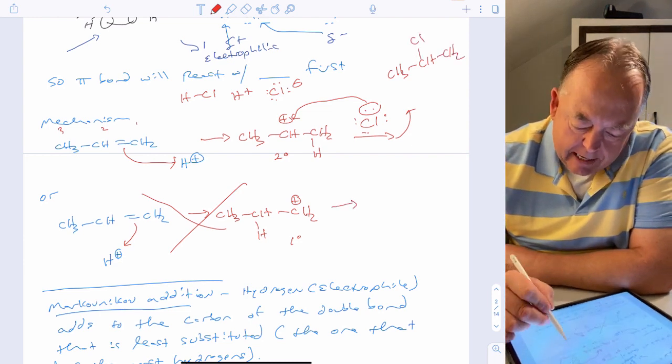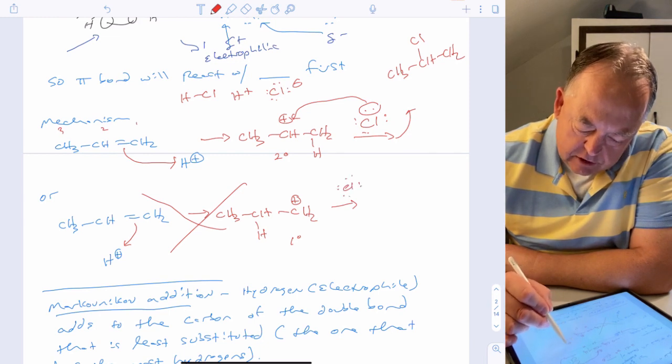The bottom pathway can happen. It's just not as favorable, it's not as fast.